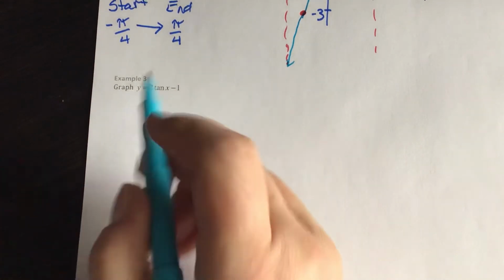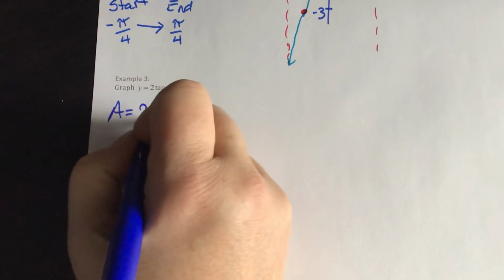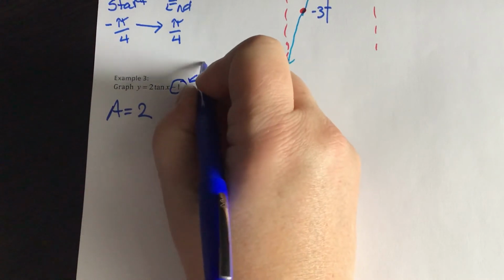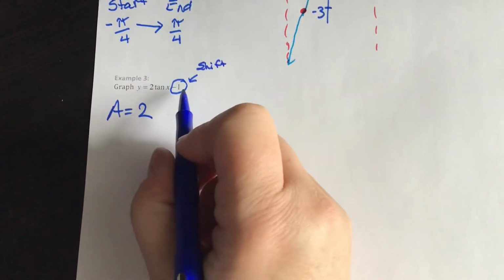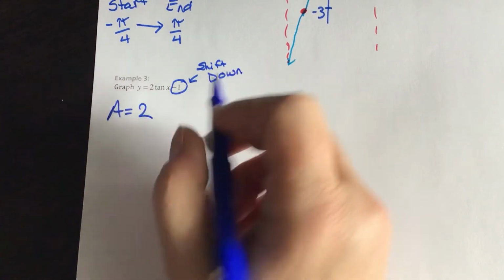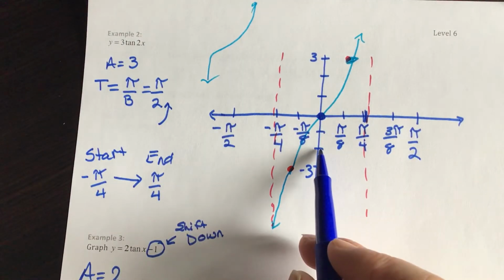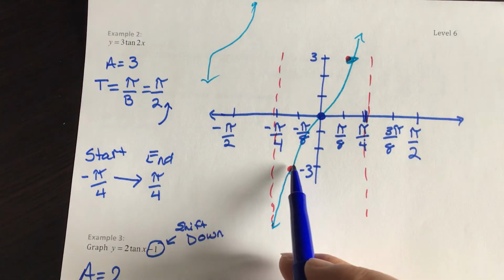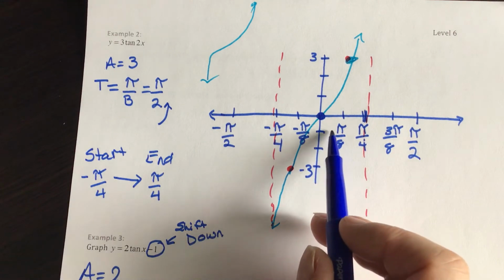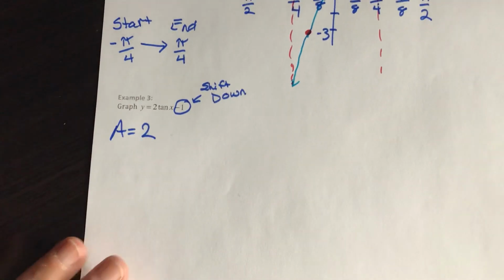This time I have an altitude of 2, and this is a shift, and we haven't done a shift yet, but this is going to shift down 1 unit. This is a vertical shift. So instead of going through the origin here, if this were a -1, everything would shift down 1 unit. So instead of here at -3, I would shift it down, and then it would come up here and then follow that pattern. All right, so that's going to happen here.